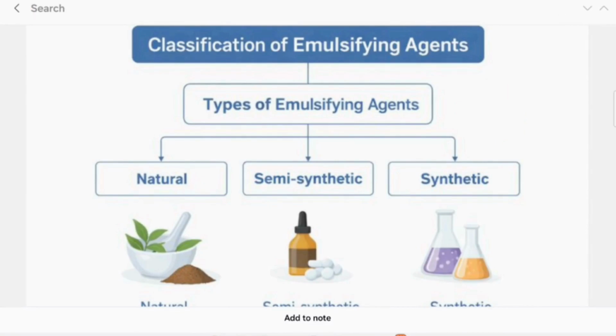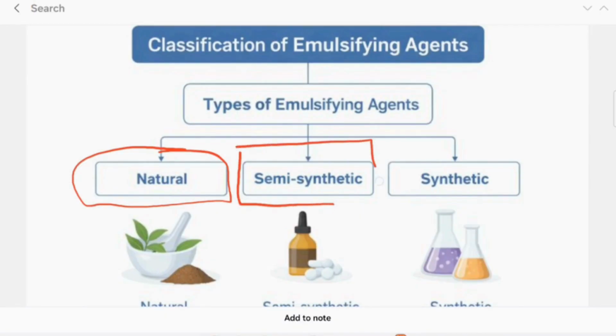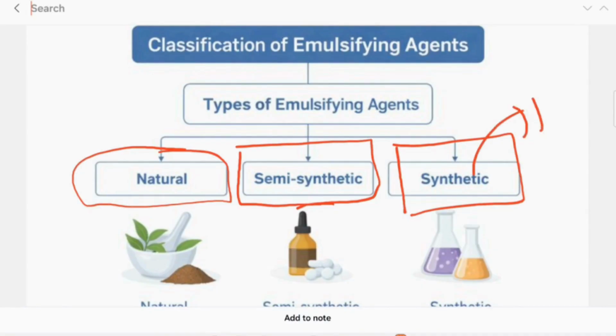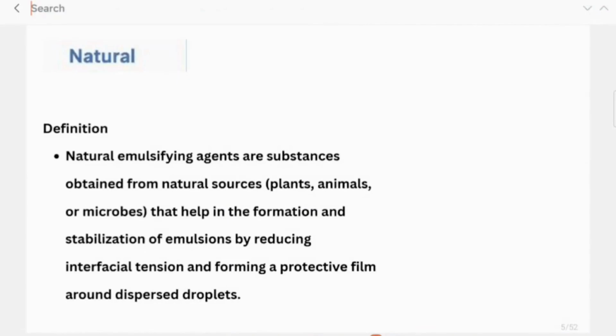Now there are different types of emulsifying agents. The first one is natural, means they are available naturally. Another is semi-synthetic, means half natural and half man-made. And the third category is purely synthetic. They are not naturally occurring. They are man-made or produced in the lab. Natural emulsifying agents.